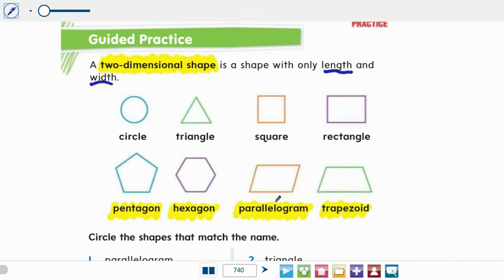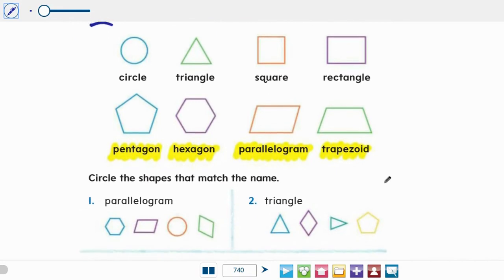And then we have a parallelogram. Now, parallelograms have 2 sides that are parallel to each other, so they're never going to cross each other. But a parallelogram has 2 sides that are parallel. And then a trapezoid has 4 sides, but if you notice, some of the sides start to come in. So this isn't like a rectangle or a square or even a parallelogram. A trapezoid is different because it has 2 sides that are maybe the same length, but the others are all different. So that's what we're looking at for trapezoids.